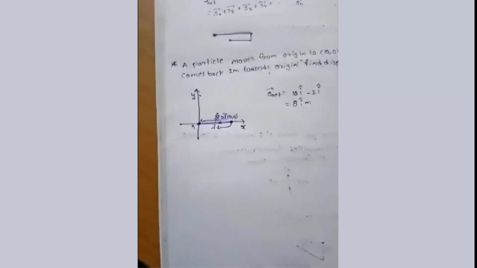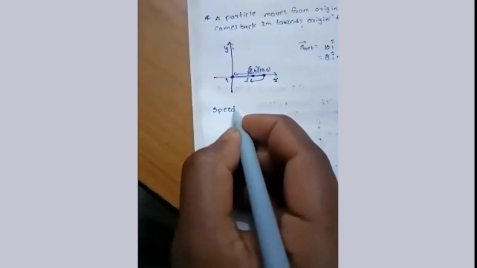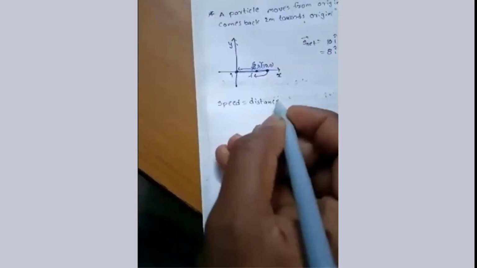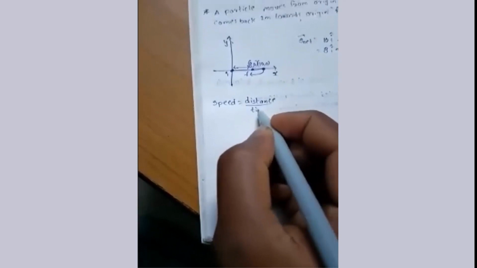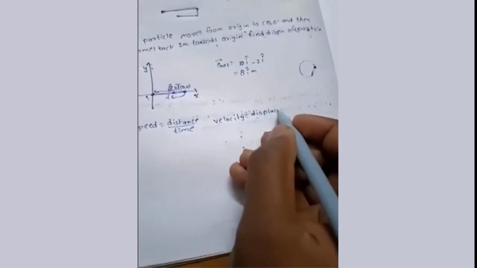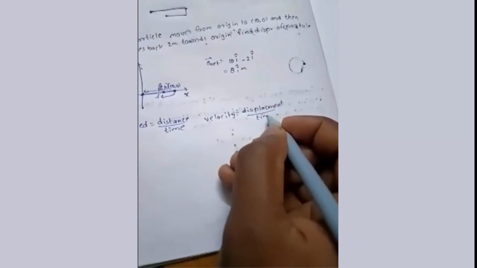Okay, understand? And now we'll discuss speed and velocity. Speed is distance by time, distance per unit time, the change in distance per unit time. But velocity is displacement by time.